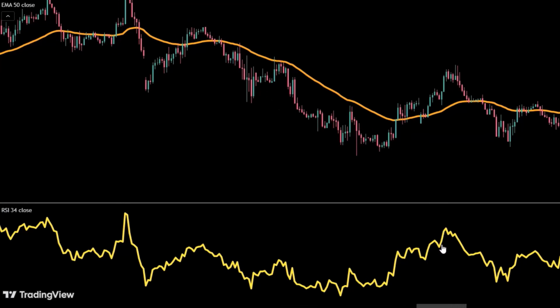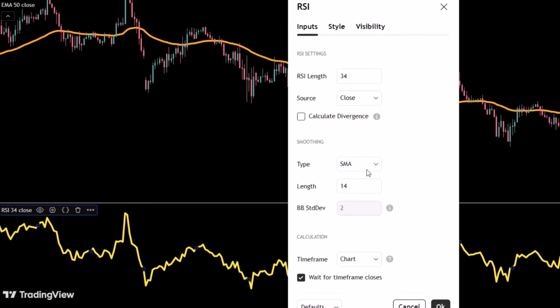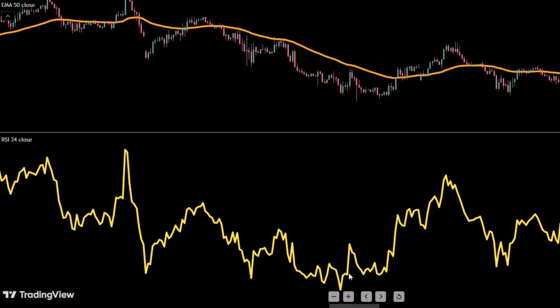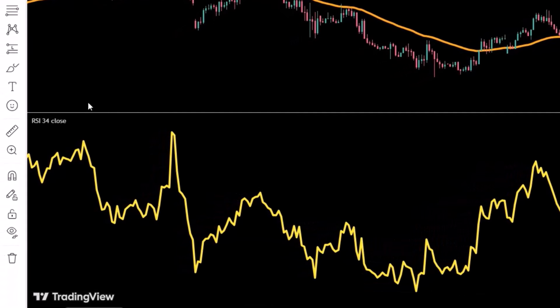Next, add the RSI and change its length to 34. Why 34? Because in this strategy, we are going to apply Fibonacci retracement to the swings on the RSI. The default RSI 14 can move quickly and create many small swings. With the RSI 34, the movement becomes smoother, making it easier to identify a more defined swing and apply Fibonacci to it.